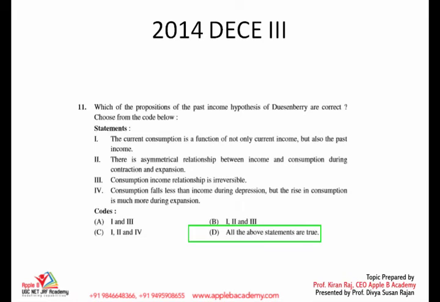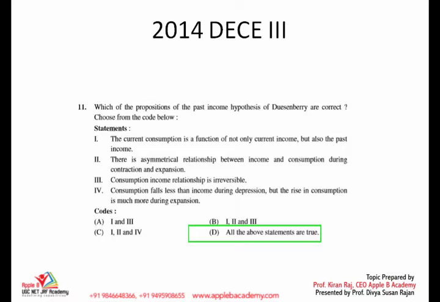Now here's another question that has been asked in NET exam. 2014 December, paper 3, question number 11. Which of the propositions of the past income hypothesis of Duesenberry is correct? Statement 1. The current consumption is a function of not only current income but also of the past income. 2. There is an asymmetrical relationship between income and consumption during contraction and expansion. 3. Consumption income relationship is irreversible. Or 4. Consumption falls less than income during depression, but the rise in consumption is much more during expansion.